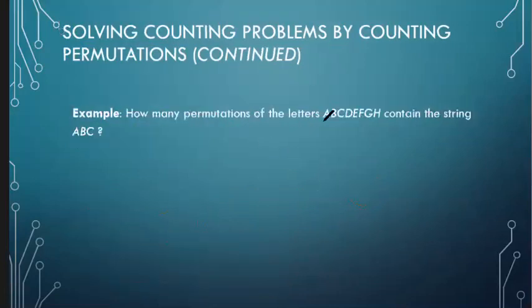How many permutations of the letters A, B, C, D, E, F, G, H contain the string ABC? This we have already solved. I have asked you to consider ABC as one string. Then D, E, F, G, H are each different individual letters. So we have totally 6 objects when we are considering ABC together, because we want ABC together as a string in our permutations. Then we will have 6 factorial choices, which is equivalent to 720. We have already seen this example.